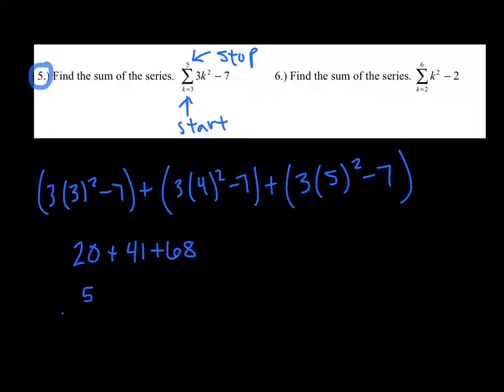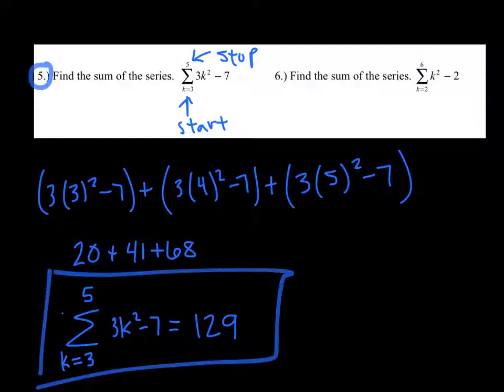So to write this, you would write the sum of the series, 3k squared minus 7 from 3 to 5, is going to equal, let me write my rule here, 3k squared minus 7, a total of 129. So we're just plugging those values in and finding the sum for all 3 terms. So go ahead and try the other one, and I'm going to move down to that key concept box.